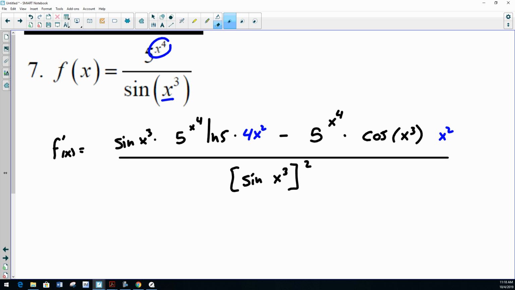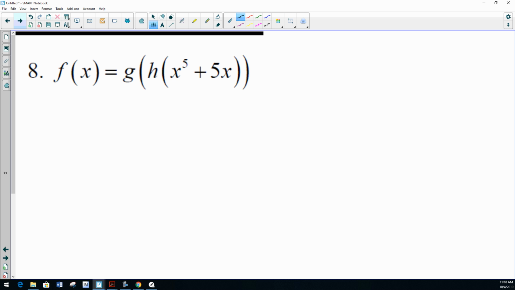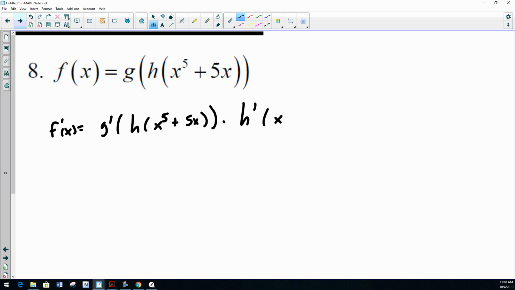Last one. Is this the last one? Okay, good, because I'm out of time. So g prime, the inside does not change, times h prime, the inside does not change. Sorry, this should be in blue because it's the chain rule. Times the chain rule, 5x to the 4th plus 5 in parentheses.